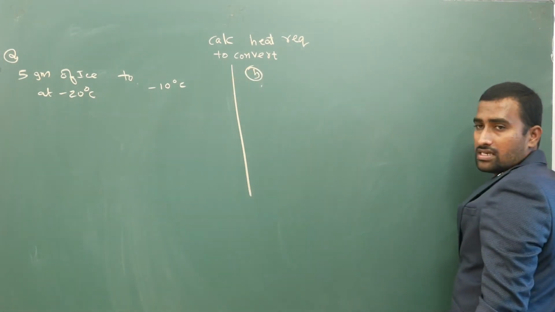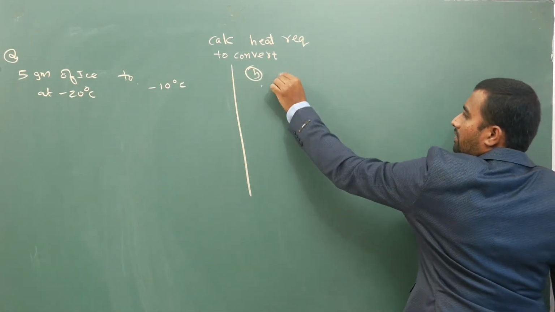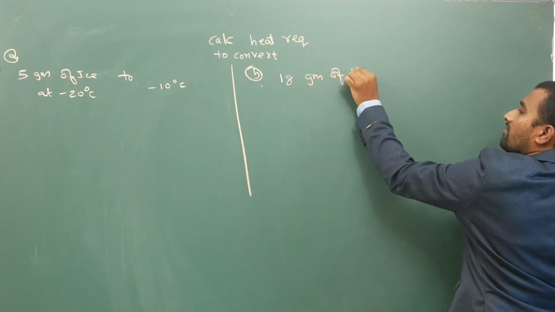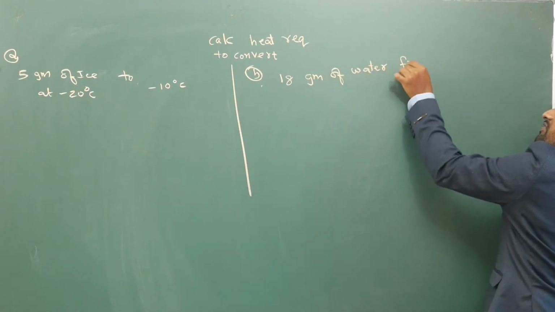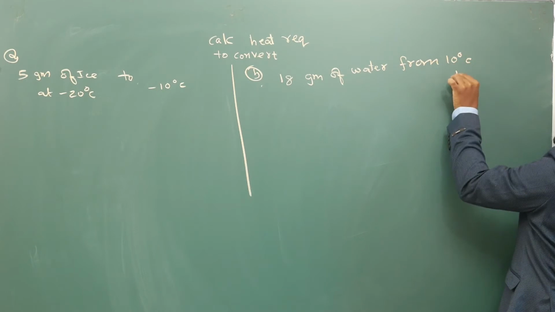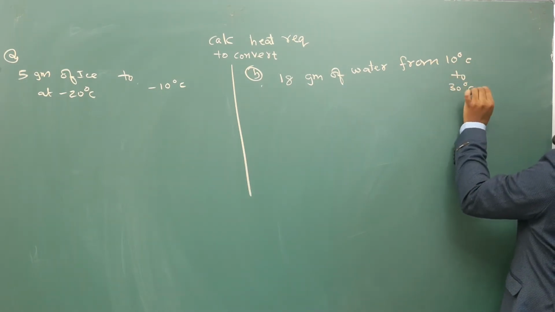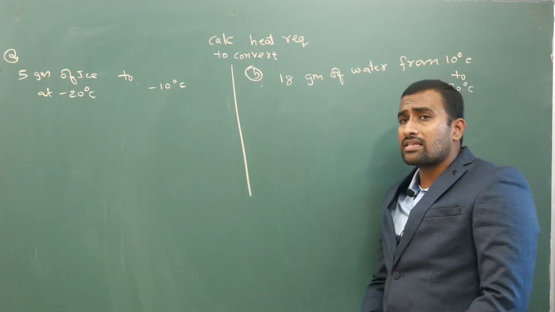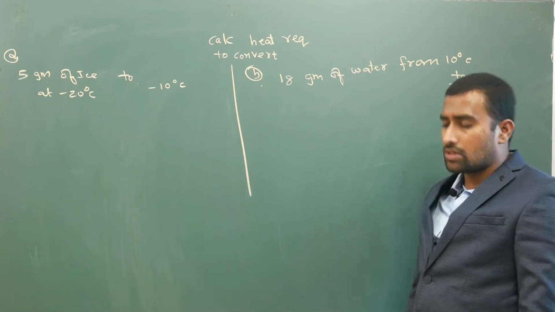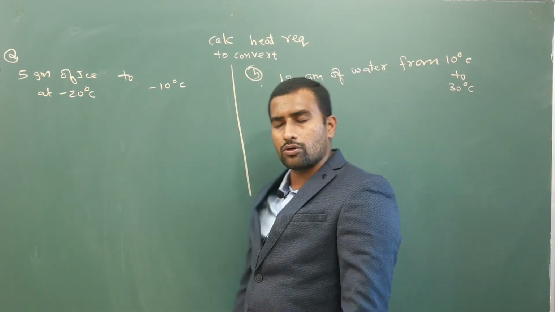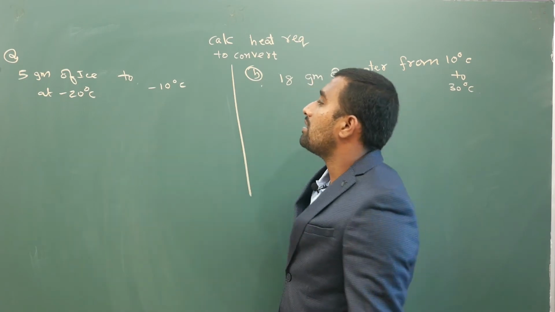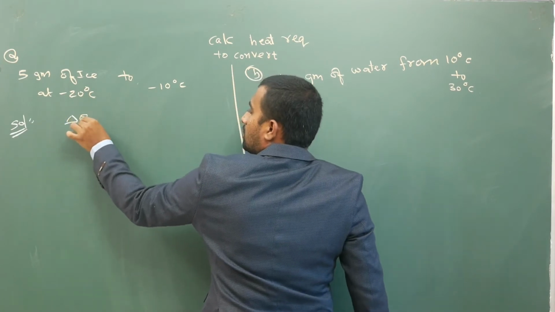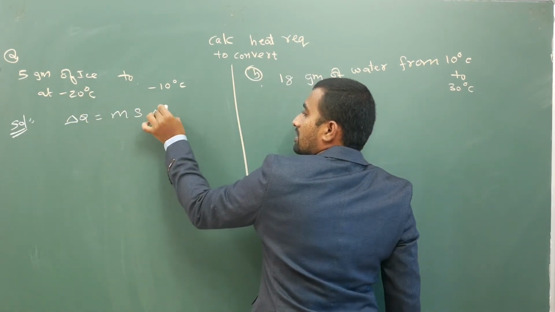Your second part of the question is: calculate the amount of heat required to convert 18 grams of water from 10 degrees centigrade to 30 degrees centigrade. Now if nothing is mentioned, I have clearly told you always take specific heat to be constant. So if you stick to the basics, your answer will be like this: delta Q is equal to m into s into delta theta.